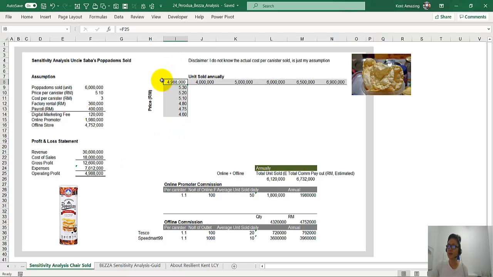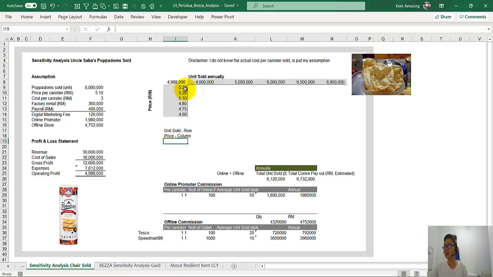So that is 4 million in sales, if you sell at 5 ringgit and 10 cents, and the per unit sold is at this one here. Now notice that the units sold are arranged in the row, and the price is arranged in the column. So price is in the column, units in the row.